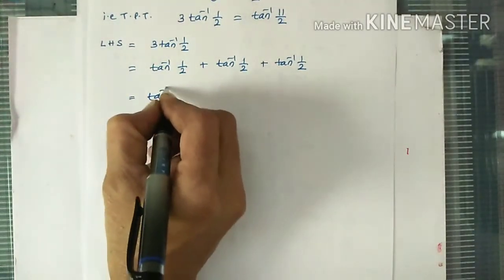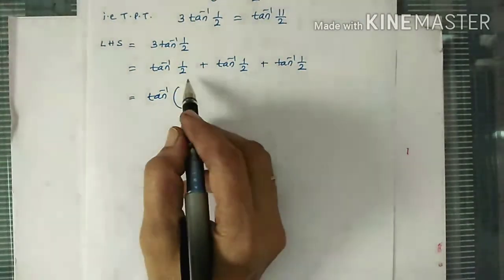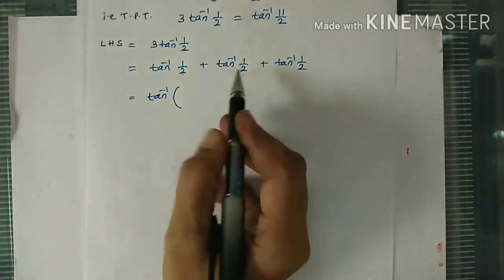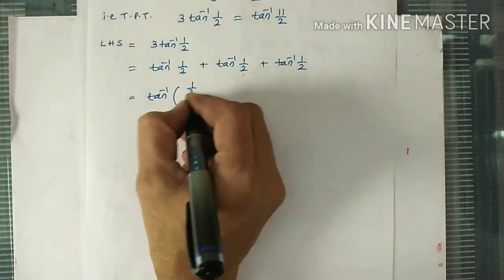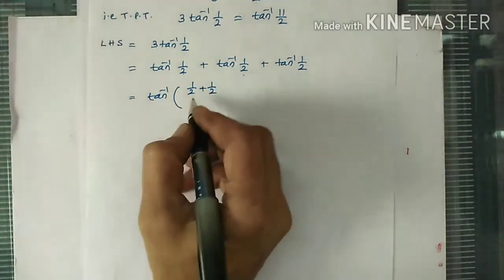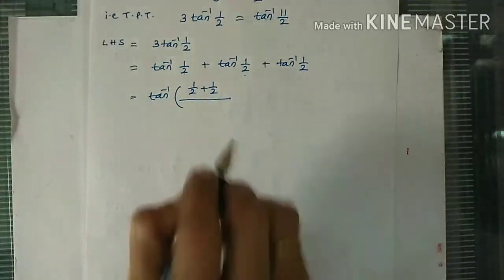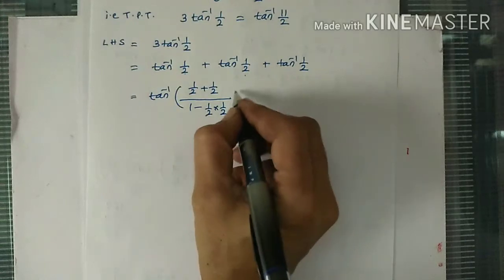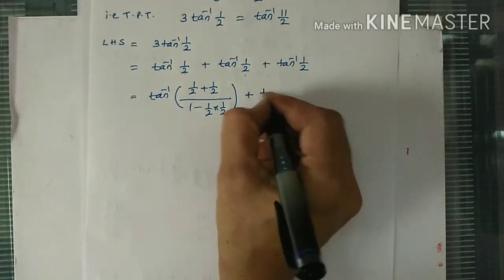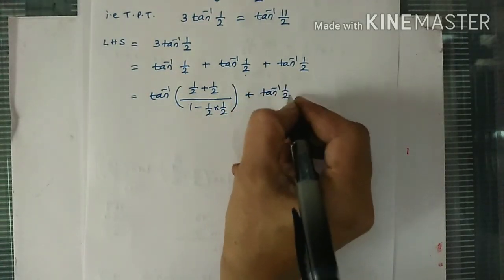So this becomes tan inverse of, let's check for xy. xy is half into half, that is 1 by 4, which is less than 1. So using the property, we have it as half plus half. You can write the property here. I am not writing the property, but we are using the property. And let this term be as it is.